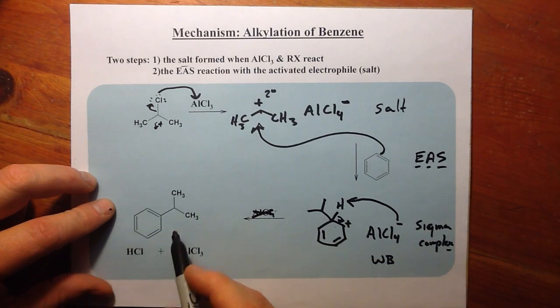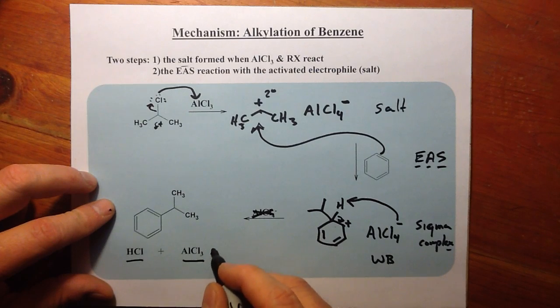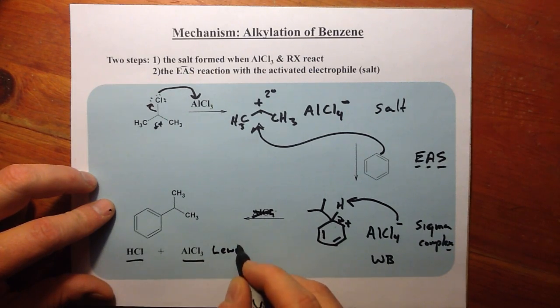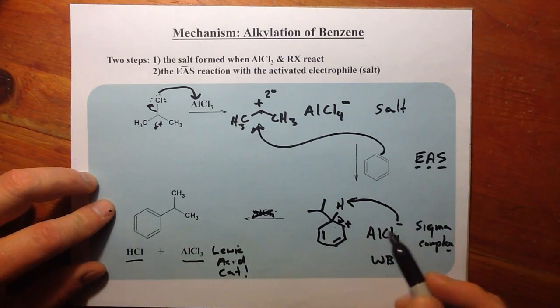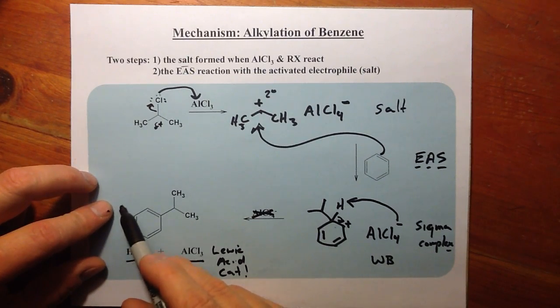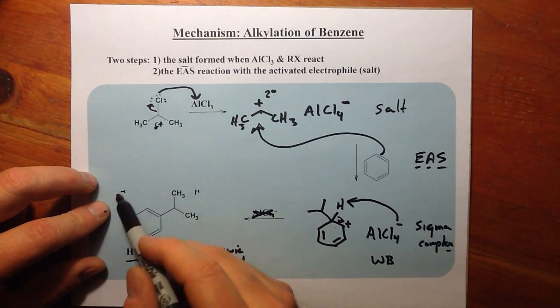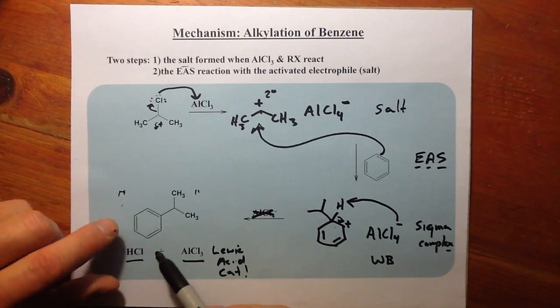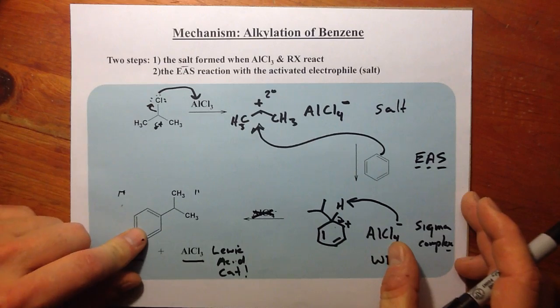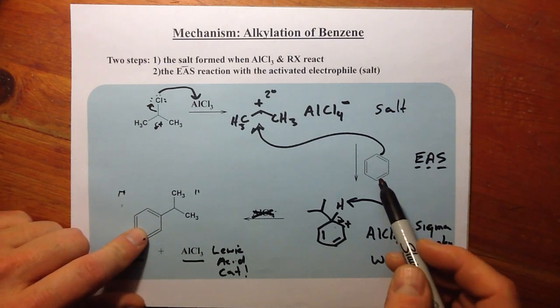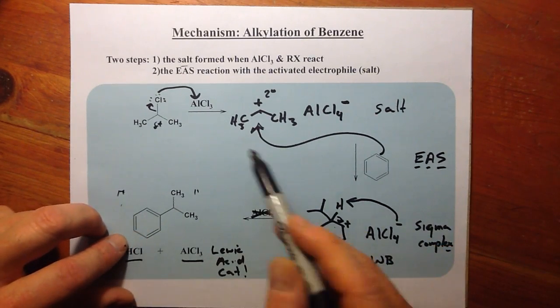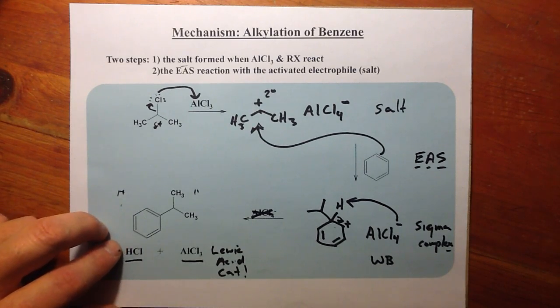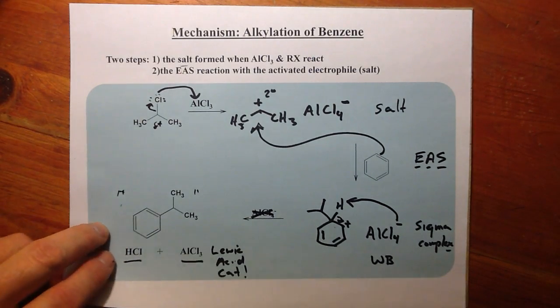And we're done. We generate HCl. We regenerate our Lewis acid catalyst. And we are done. Now again, this could go on to react. We do see in many cases disubstitution of the benzene ring because this is more reactive than the initial benzene ring. But that just shows us monosubstitution, the mechanism for such.